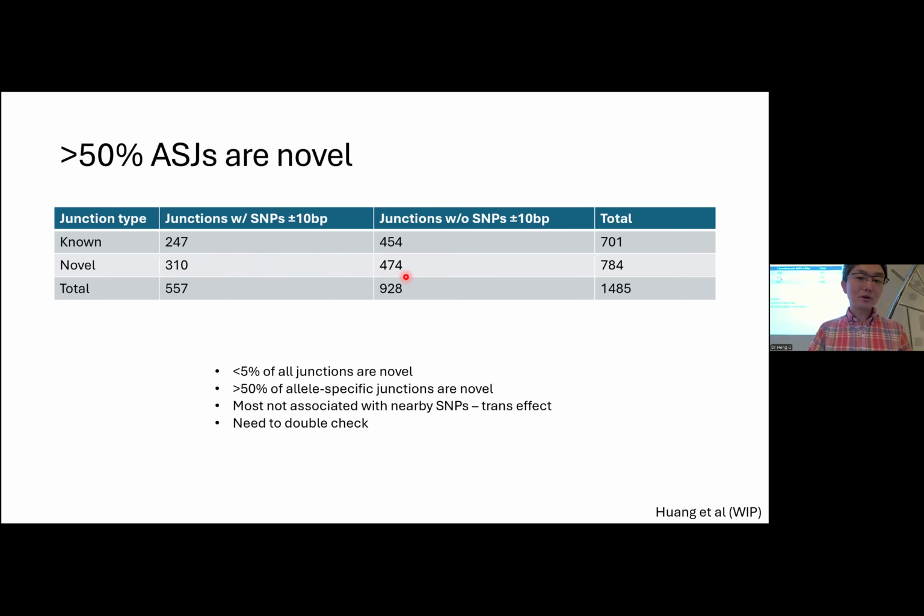And there's also a lot of SNPs that cannot be explained by nearby SNPs. This could be trans effects. For example, this affects the RNA-binding proteins and the binding, and so it affects splicing. We don't know, but the majority cannot be explained by nearby SNPs. And we also need to double check the number. Actually, I'm not 100% sure these are accurate.